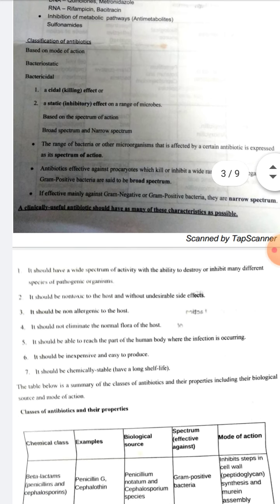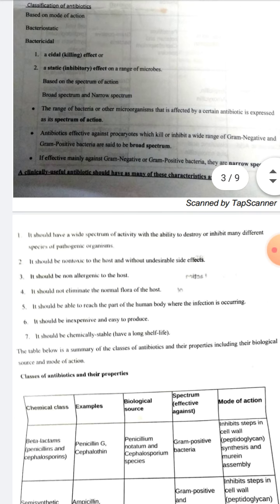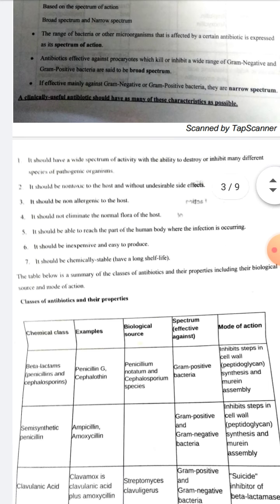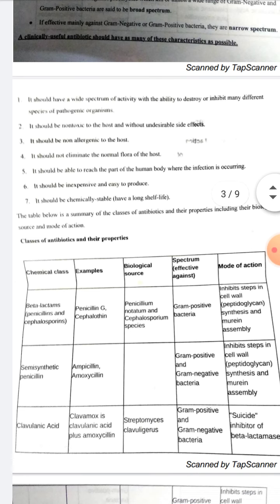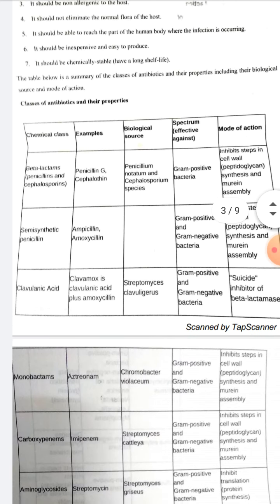So we have the characteristics of antibiotics. It should have a wide spectrum of activity, with the ability to destroy or inhibit many different species of pathogenic organisms. It should be non-toxic to the host. It should be non-allergenic. It should not eliminate the normal flora of the host. It should be able to reach the target site, it should be inexpensive, and it should be chemically stable. So these are the characteristics of an antibiotic.